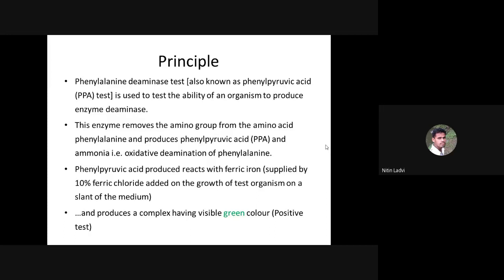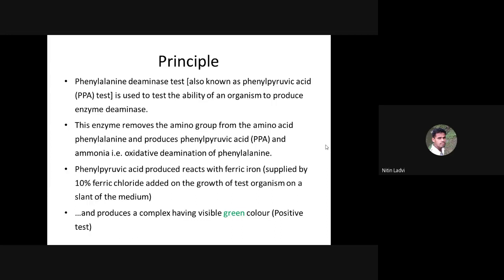If any organism has the capability to produce the enzyme phenylalanine deaminase, this enzyme removes the amino group from the phenylalanine and produces two end products: phenyl pyruvic acid and ammonia gas. Out of these two products, the phenyl pyruvic acid reacts with the 10% ferric chloride that we add after 1 day, once we have growth on that slant. If phenyl pyruvic acid is present in that slant, it reacts with the ferric ion, and then we get the green color.